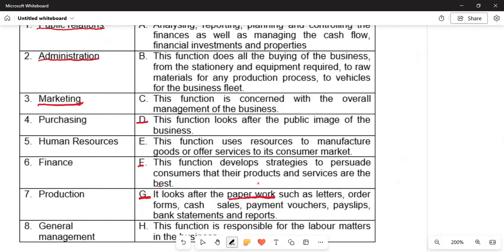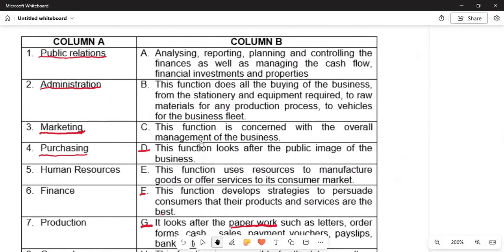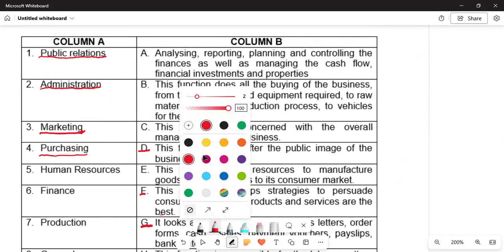We are still together. Then we come to purchasing. If you still remember when we were talking about purchasing, we were saying this is the sourcing and procuring of materials as well as the supplier. So now we want to see what will be our answer under that. Now we go to B. Let's go to B together and see whether it will match our function.